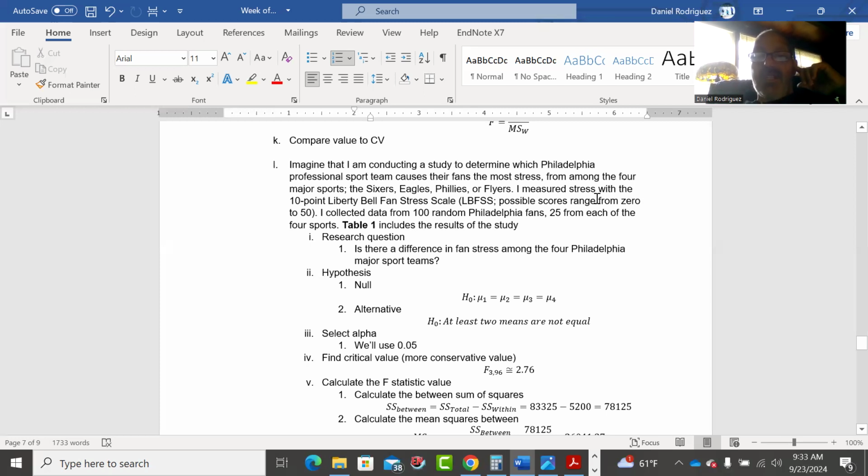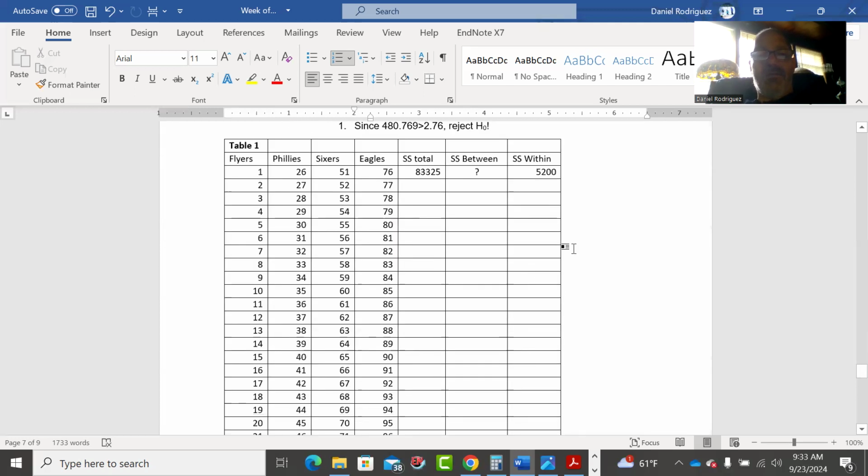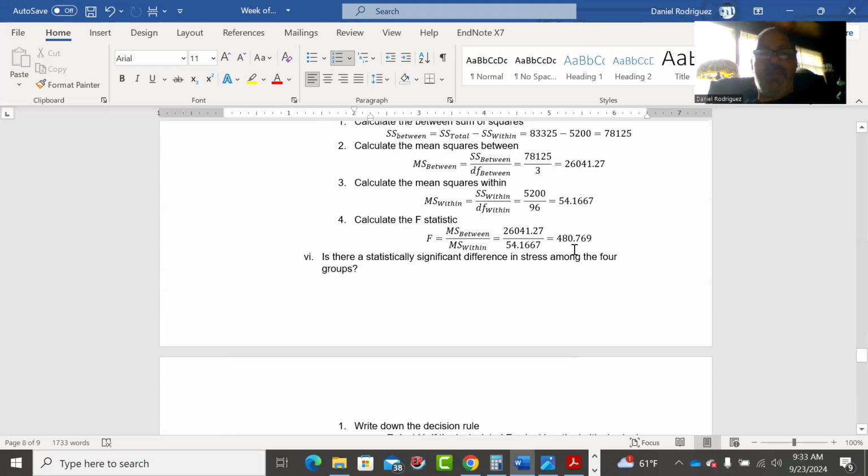I measured stress with the Liberty Bell Fan Stress Scale, LBFSS. Possible scores range from 0 to 50. I collected data from 100 random Philadelphia fans, 25 from each of the four sports. Table 1 includes the results of this study. Well, that's a lot of people. Right there, here are the results, right?